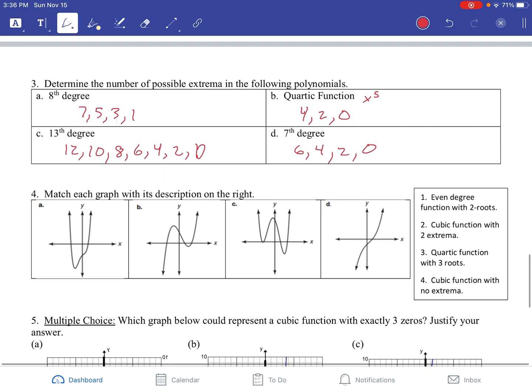Okay, so here we go. Match each graph with the description to the right. So take a moment, match these up, pause the video, and then come back. All right, so hopefully you're back. We're ready to see how you did.